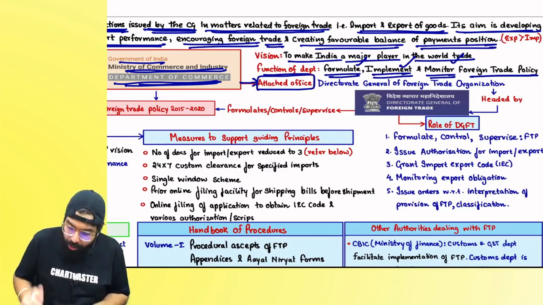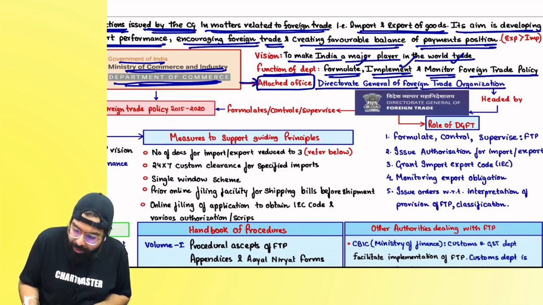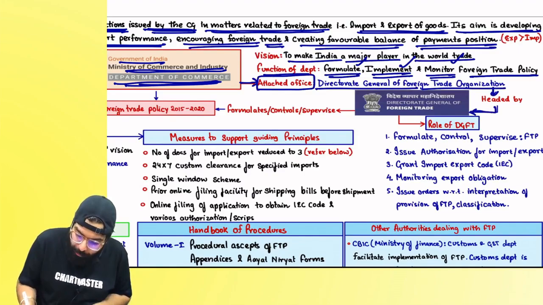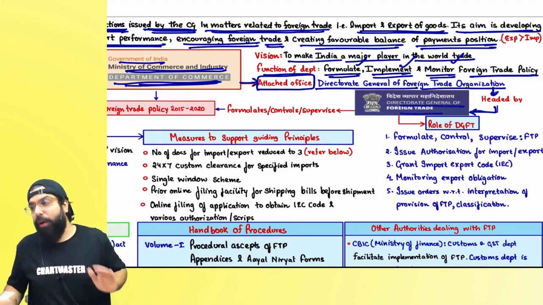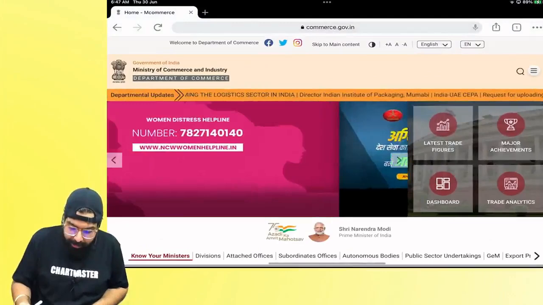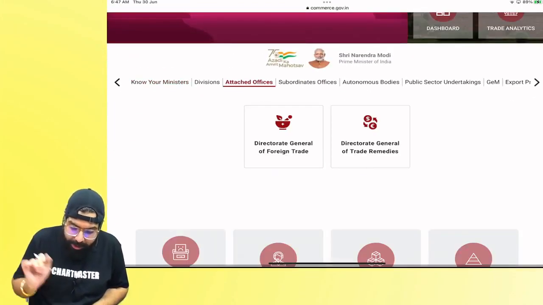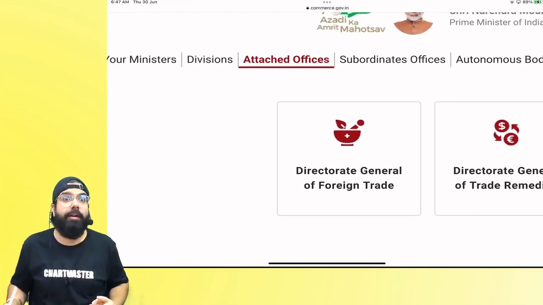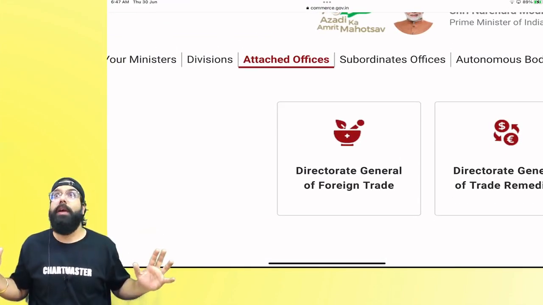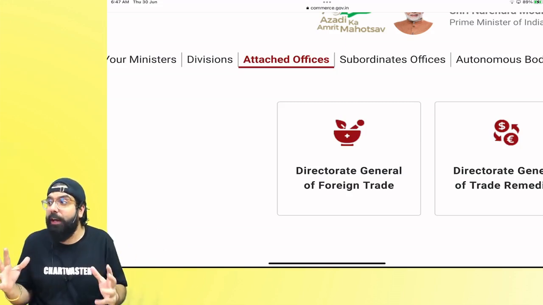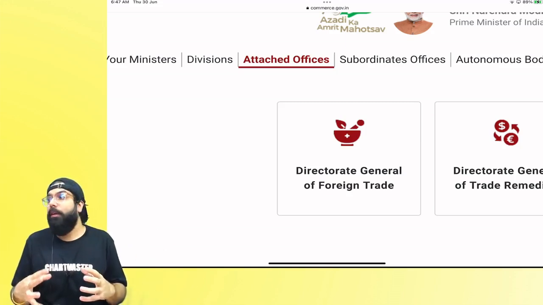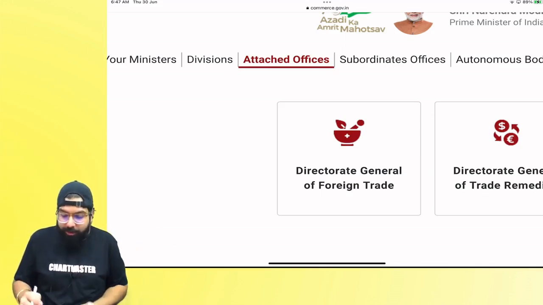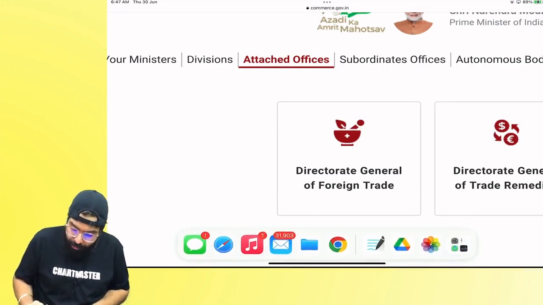There is an attached office, the Directorate General of Foreign Trade, which is headed by the boss. The boss's name is Director General of Foreign Trade. If you go to the ministry, you will be able to see their attached office. In the attached office, you will see the Director General of Foreign Trade. He sleeps and wakes up every time thinking how India can be a major player in the foreign market. Are we clear? How we can grow our export potential? All these things are looked after by the Director General of Foreign Trade.